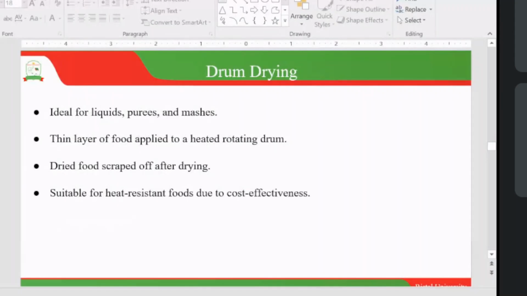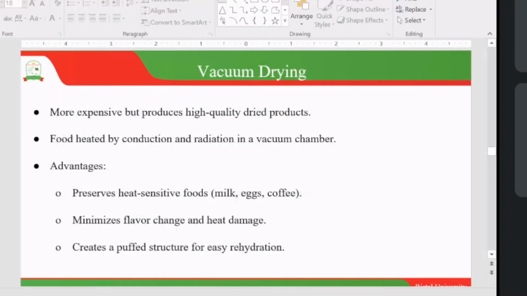For the drum drying, this is ideal for liquids, the purees, the mashes, and also the pulps. So we are looking at a thin layer of food applied to be heated in a rotating drum. So the drum is getting heat from all avenues. In this way, the dried food is scraped off after drying. It is drying within the drum that is being rolled over the heat source. This is suitable for heat-resistant food due to its cost effectiveness, kind of barbecue style.